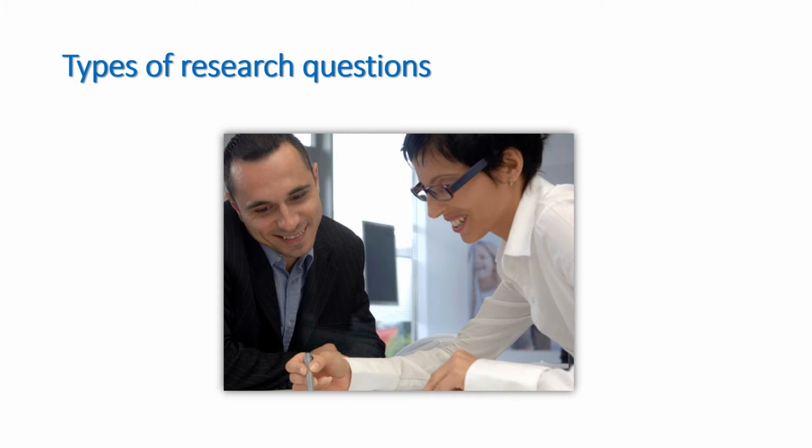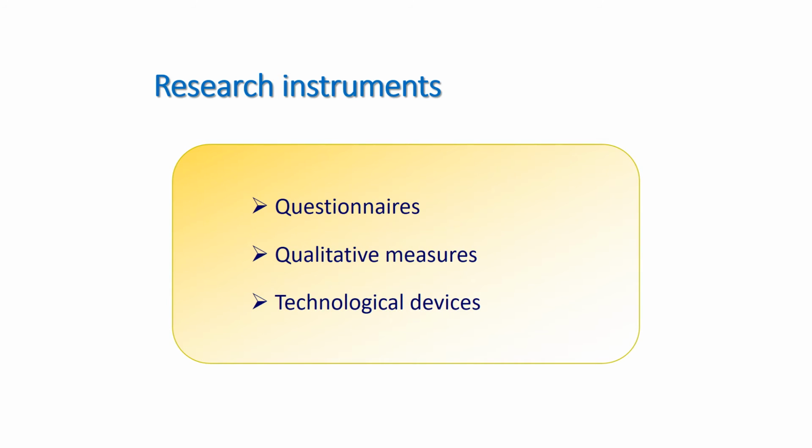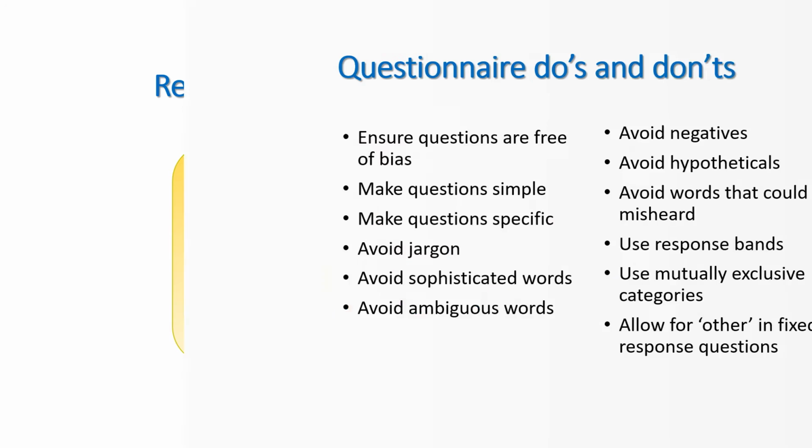Also, the sequencing of the questions is important, the type of questions you use, the words you use, and how you phrase it, not using double-barrel questions, because all of these things can lead to bias, and bias can lead to the sample being incorrect in terms of the representation of the total population at hand. So for research instruments, you have various ones including questionnaires, qualitative measures, and technological devices.